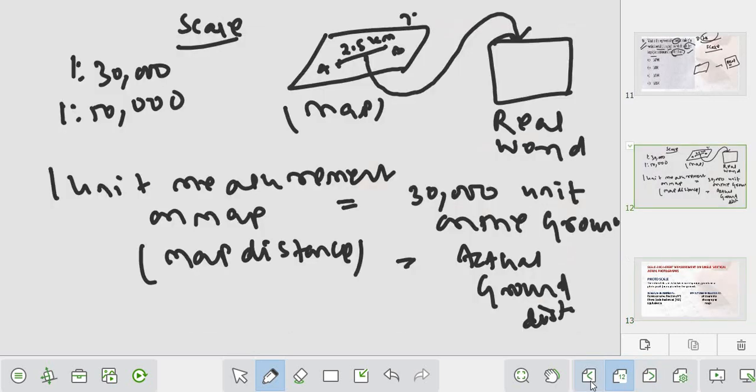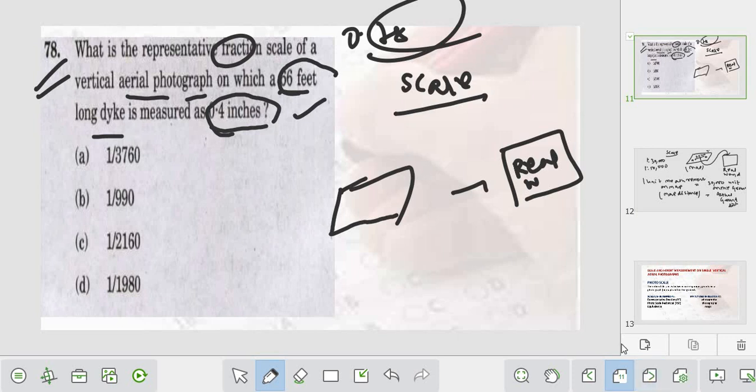Now comes to this particular part, the question. Okay, so what has the question asked? What is the representative fraction? We'll come to this. Of a vertical aerial photograph. So instead of a map, take the photo here, okay. So this is the photograph.